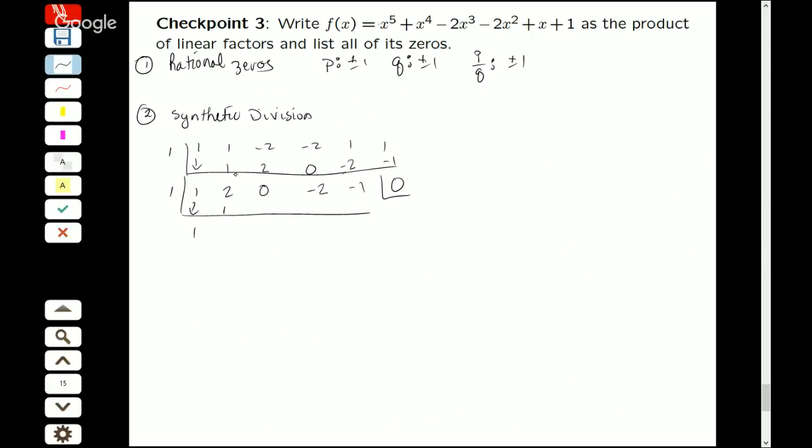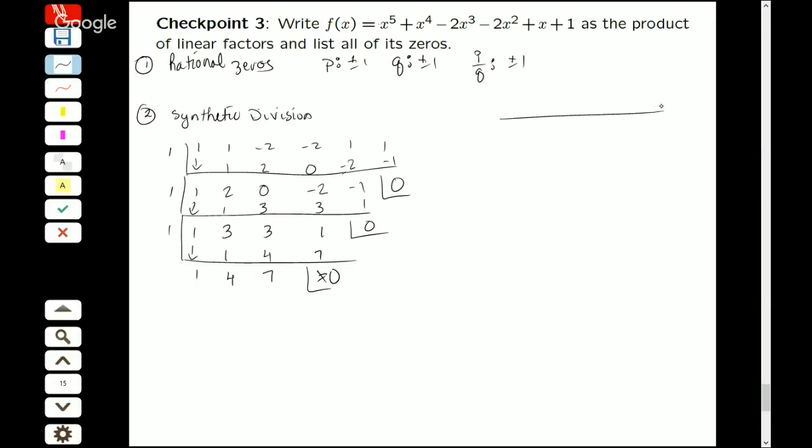1 times 1 is 1. Plus 2 is 3. You get a 3. 0 plus 3 is 3. Negative 2 plus 3. Negative 1 plus 1. 0. So we keep on going. 1 times 1 is? Add 3. And then 4 plus 3, 7. Nope. Not equal to 0.